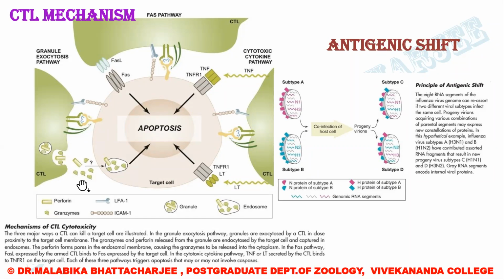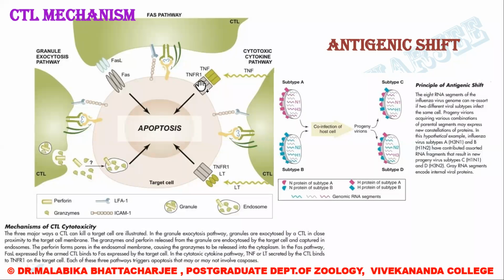Now coming to the FAS pathway. We all know that FAS is a transmembrane death receptor that is widely expressed on mammalian cells. Engagement of the FAS on the target cell to the FAS ligand expressed on the armed cytotoxic T lymphocytes results in the death of the target cell. You have studied apoptosis, so the death is done. It's mediated through the death receptor pathway.